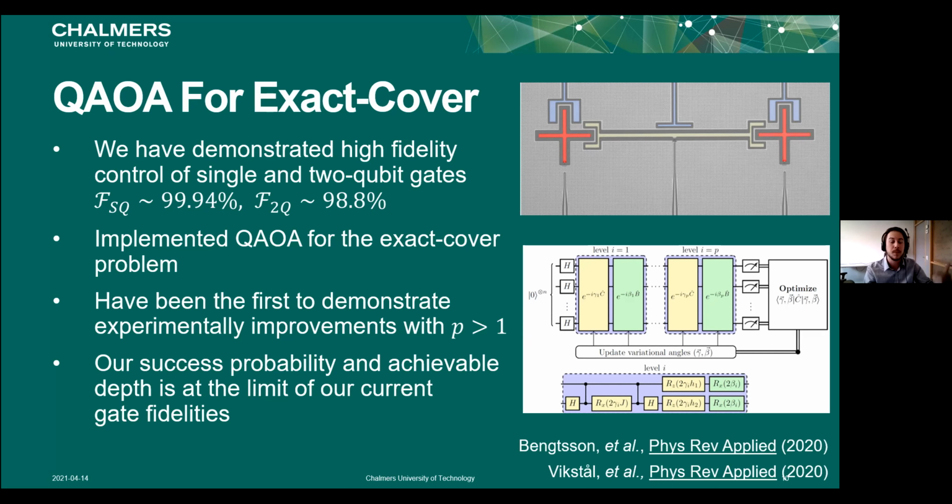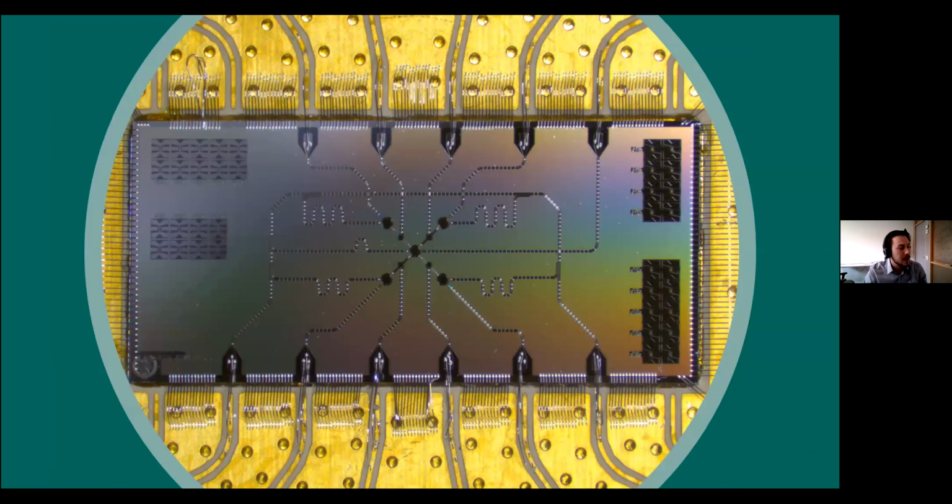And then this was later improved upon by the ETH group, where they actually did something that was more hardware efficient. They didn't necessarily care what their two-qubit interaction was. They allowed the variational parameters to kind of compensate for that. Okay. So now we can get to here.